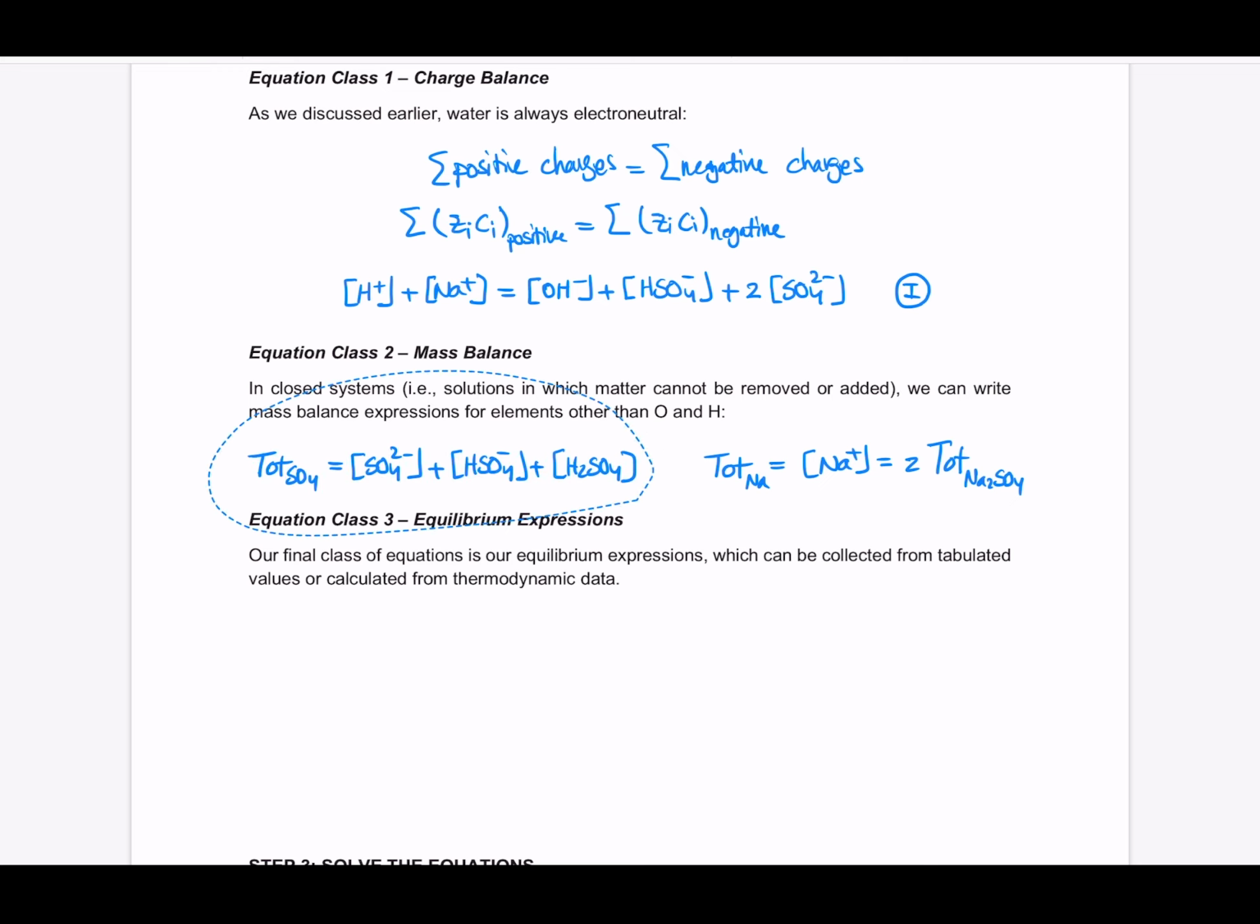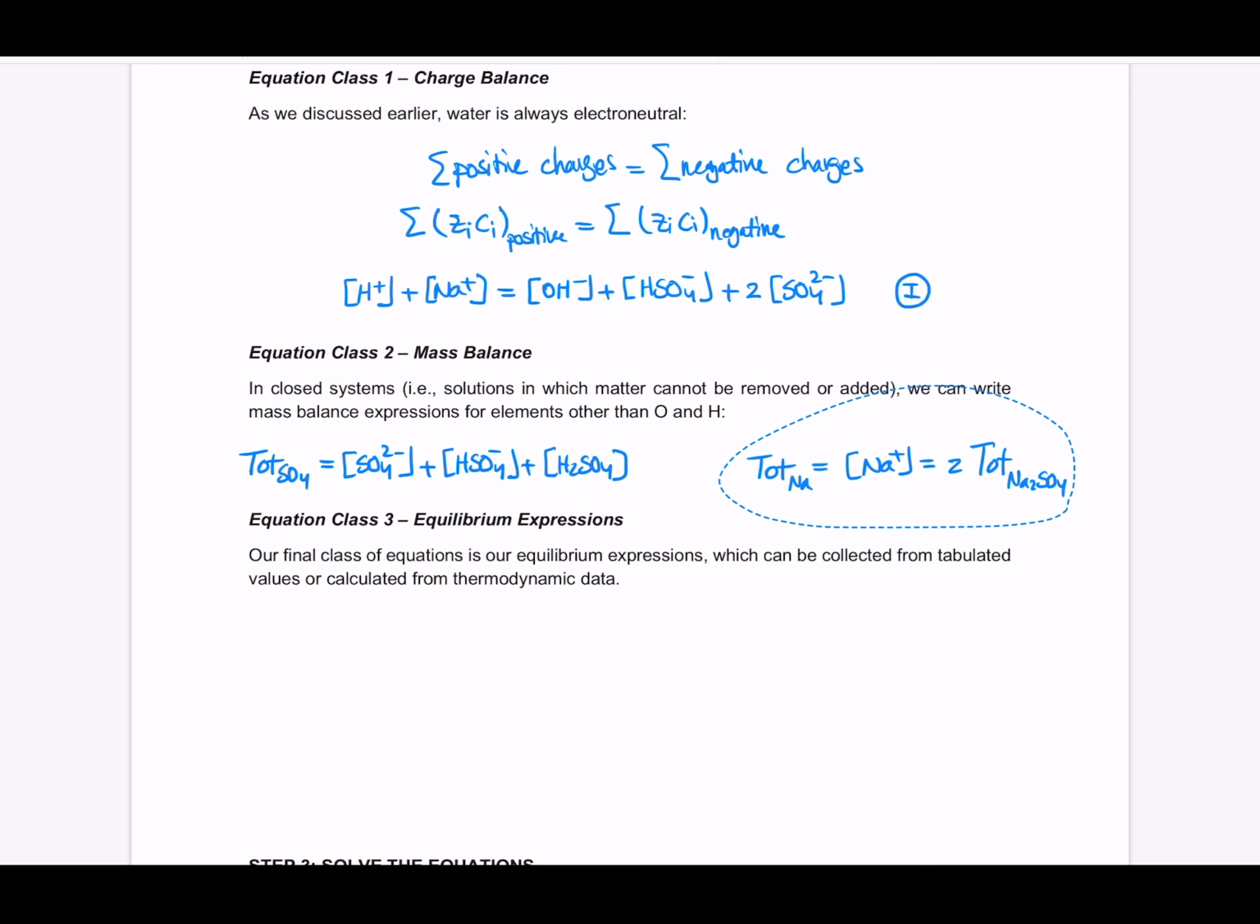And for sulfate, what would this one be? Exactly, this would be the total. With a little bit of practice, you'll see that it's very logical and pretty straightforward. Now we generated 2 more equations from mass balance. So this would be equation 2, and let's call this equation 3. So 3 equations out of the 6 that we needed.